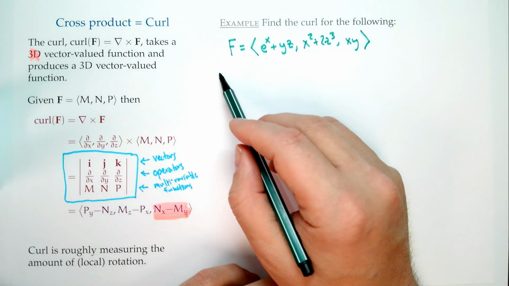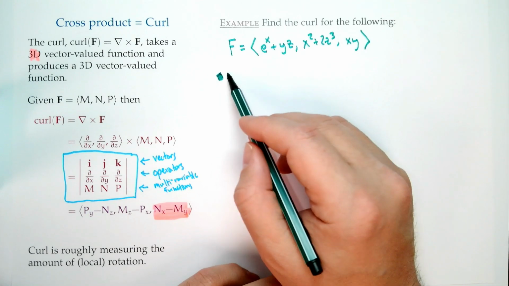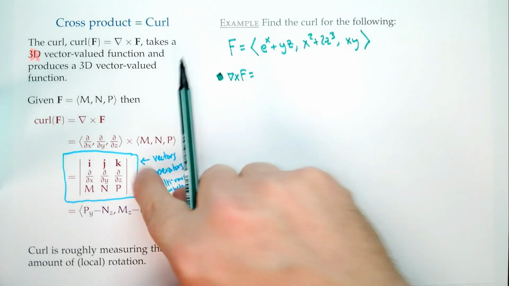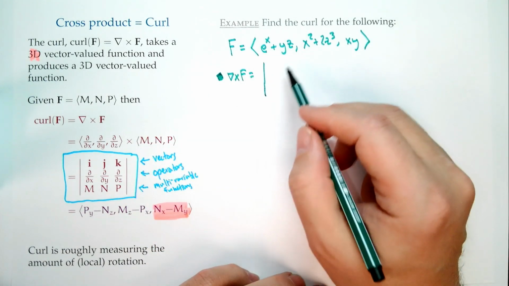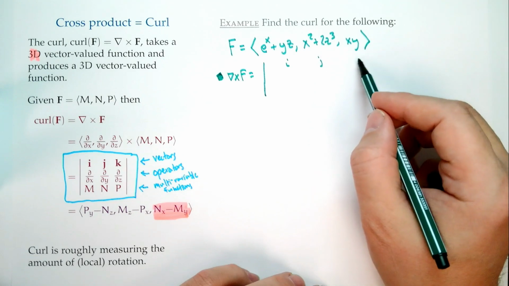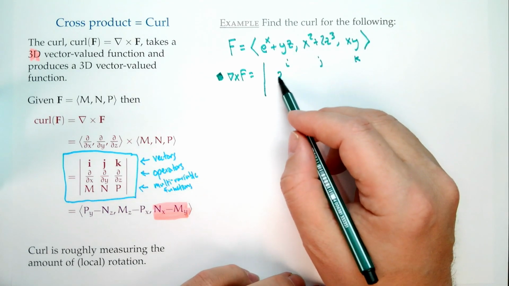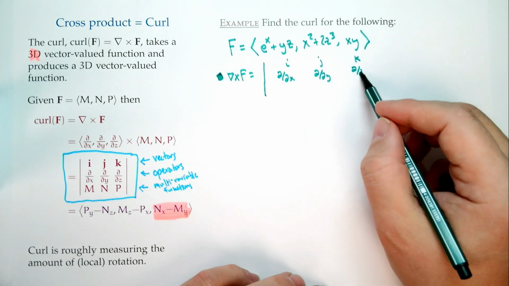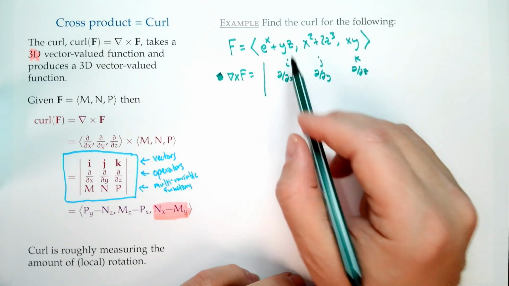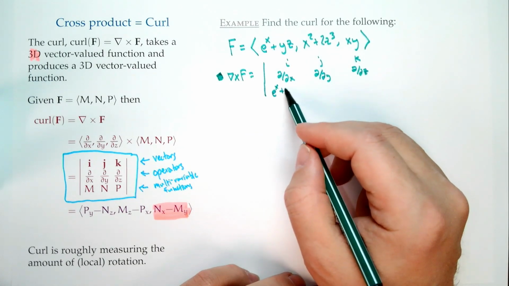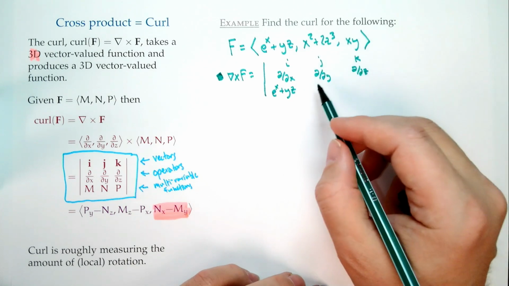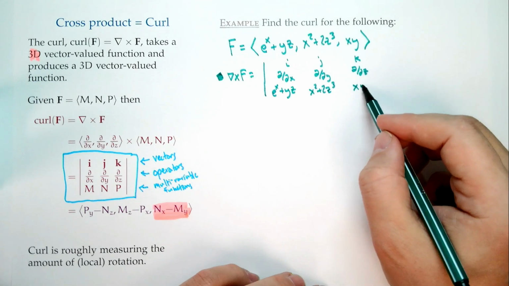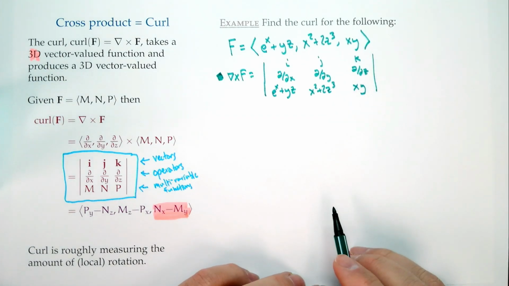So curl of f, del cross f. So I'm going to use my box here. Got to give myself enough space because it's a big, lots of stuff to write down. i, j, k, partial x, partial y, partial z. Now the first entry, e to the x plus y times z, x squared plus 2 times z cubed, and x times y. All right, so far so good.